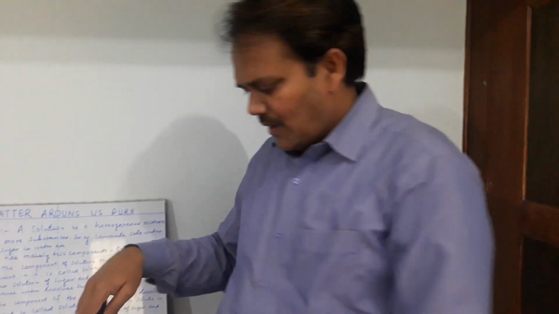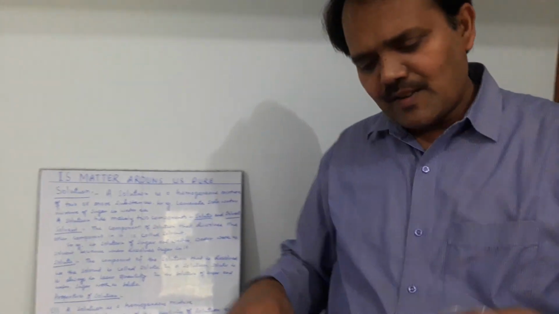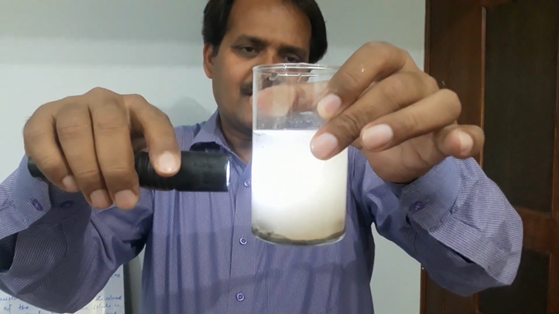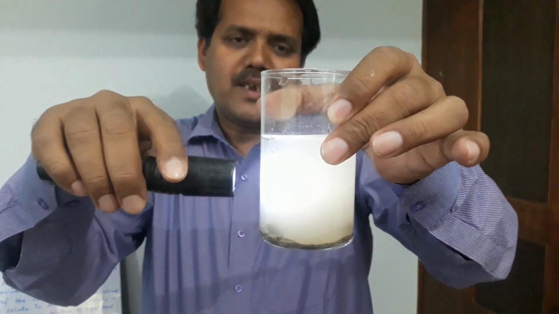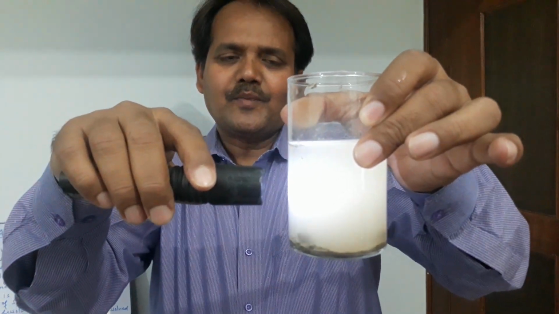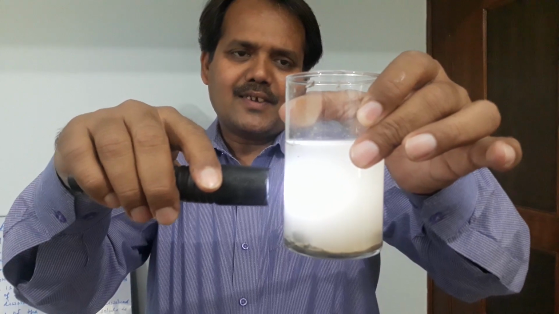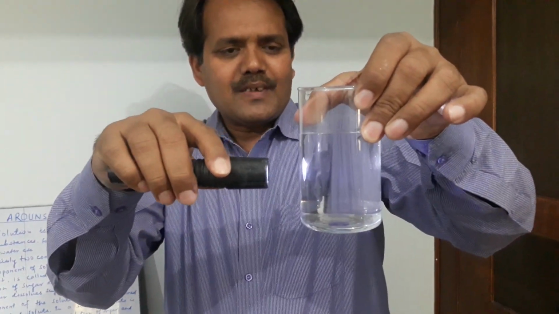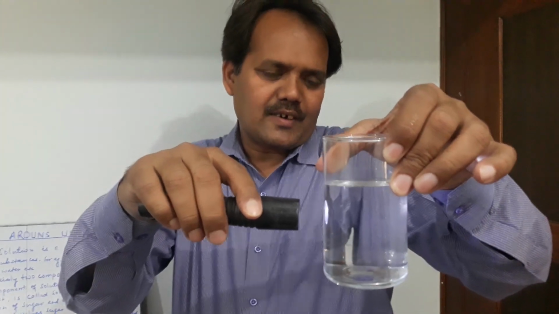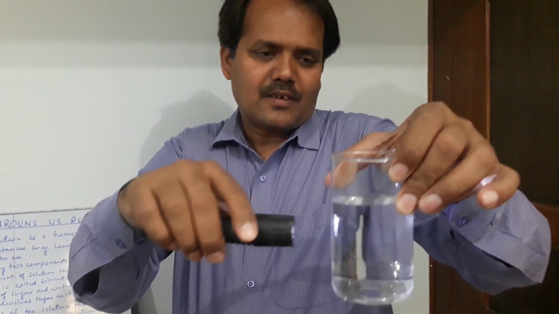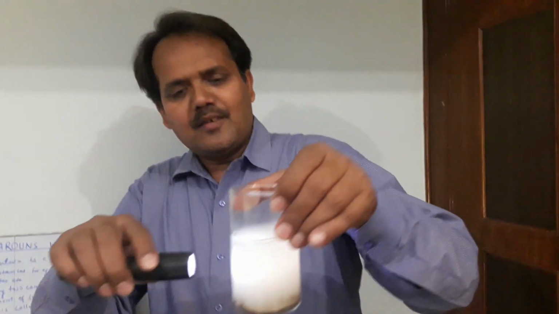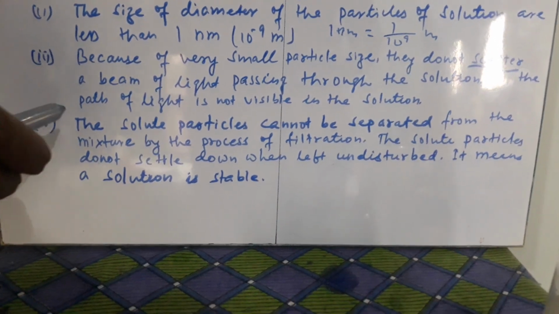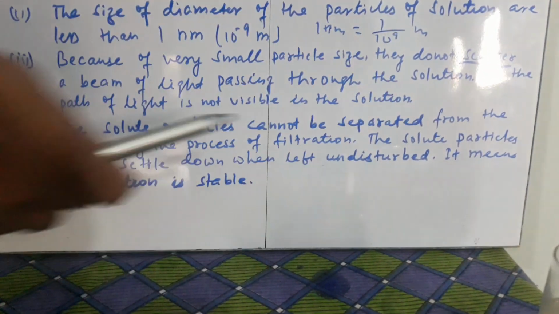But in the other case, when soil is mixed in water, the path is quite visible. The path is quite visible because the particles of soil are quite bigger than those of salt, so in this mixture the path is visible. In the solution, the light is not scattered by the particles, but here the light is scattered by the particles present in the mixture.